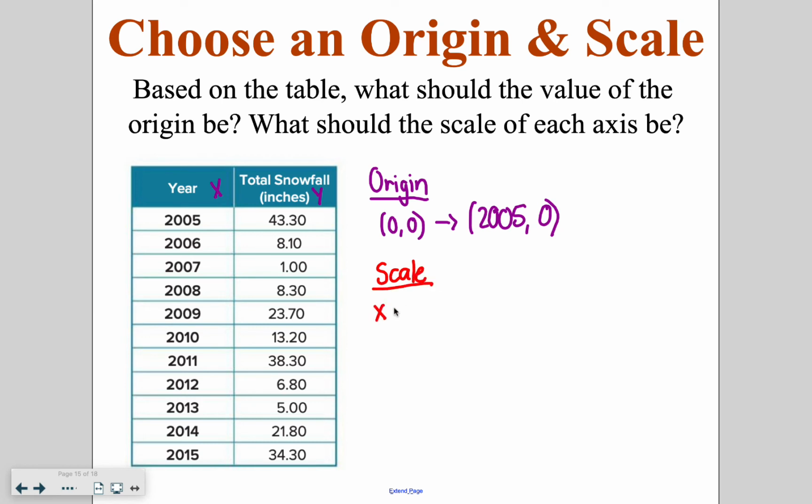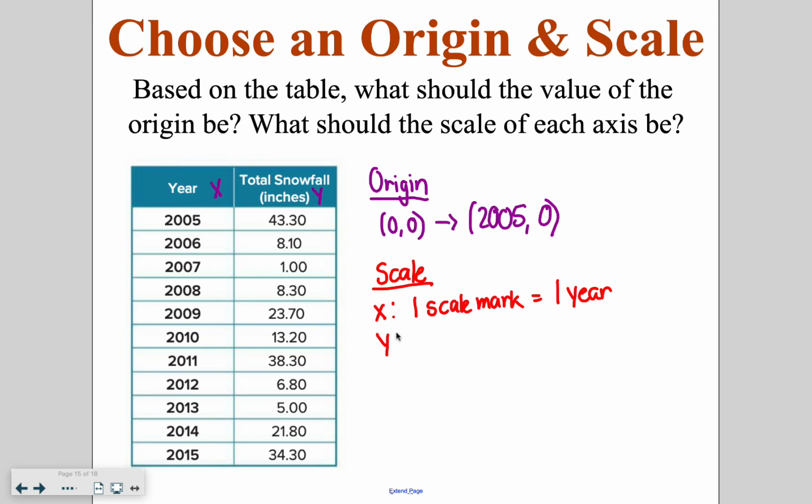So when we look at this, I'm going to say x, and then we're going to say 1 scale mark. So that would mean 1 space on the graph for my x's. If I look at the x's, the years are consistently in a row. So I can say 1 scale mark equals 1 year. I don't have to change the scale on that because every year follows in a row.